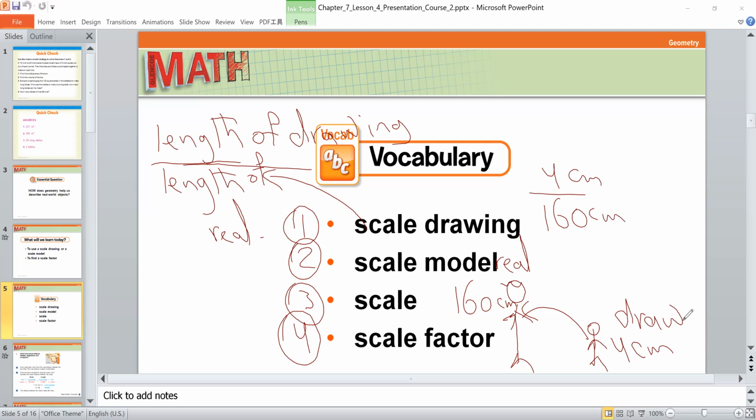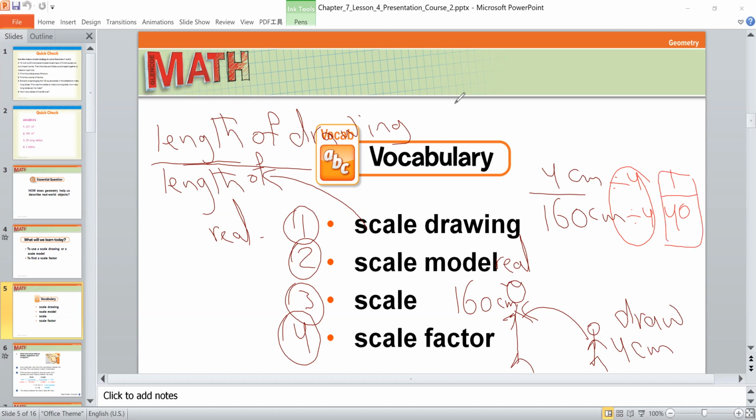Khaled, can I simplify 4 over 160? Can I divide it by the same number? Yes, divide up and down by 4. Excellent, Khaled. Divide both of them by the same number. So this one will be equal to 1 over 40. So the scale drawing, or the drawing scale, or the scale model is equal to 1 over 40.